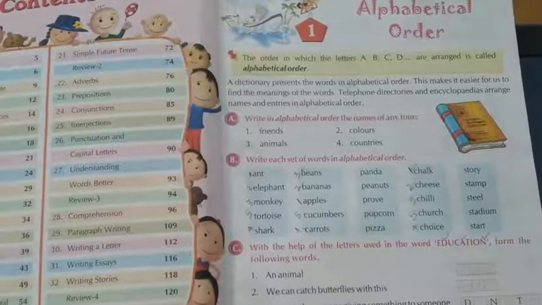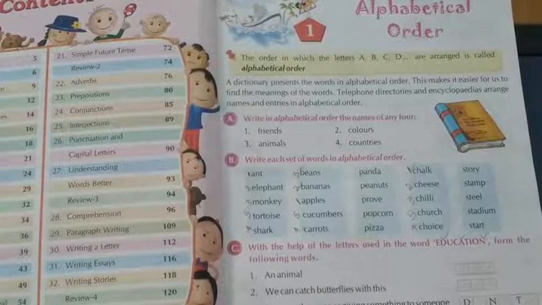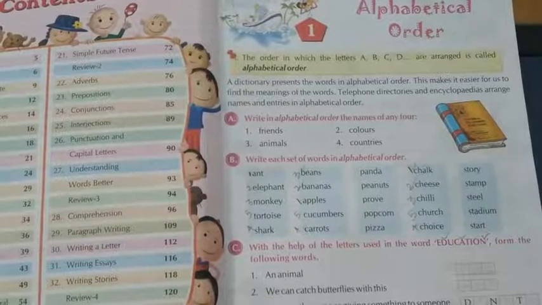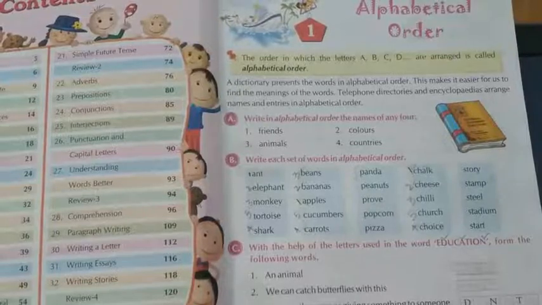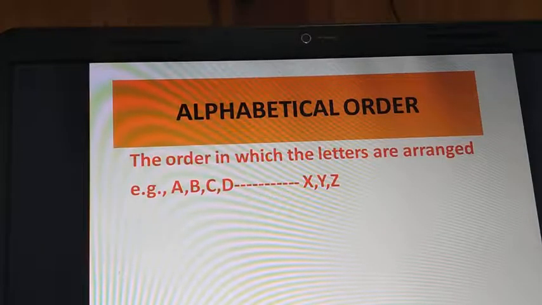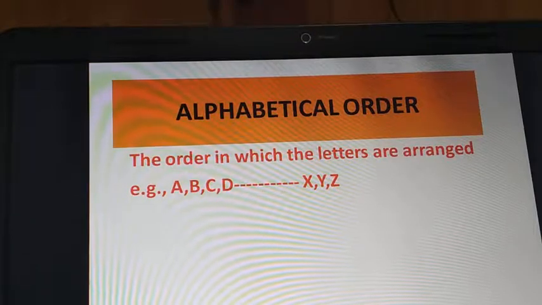From today, we will take up the grammar portion of your English. And let us straight away start the lesson first in your English grammar, alphabetical order. You should be well aware of the term alphabetical order. Let us have a quick recap of this.